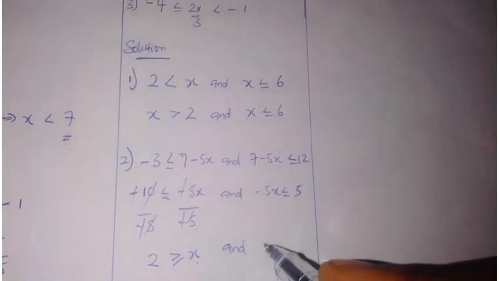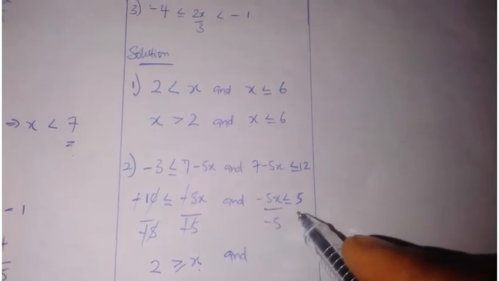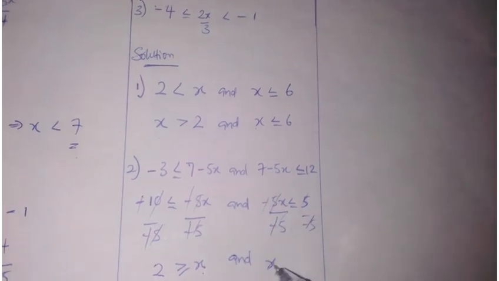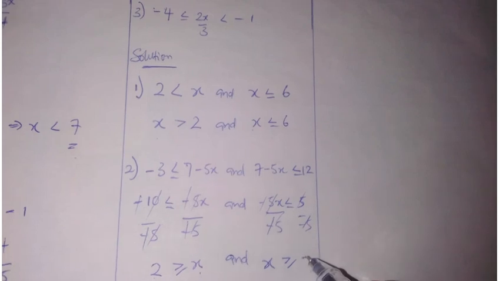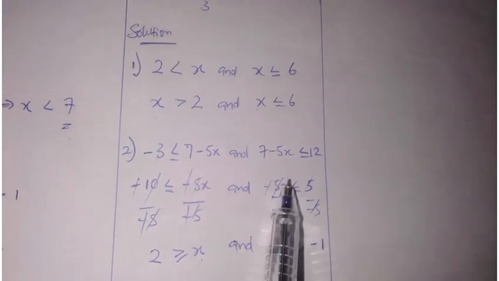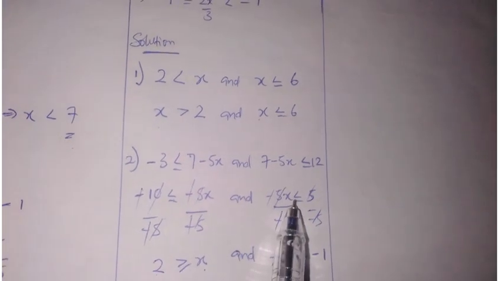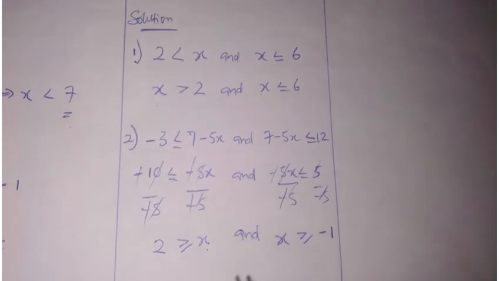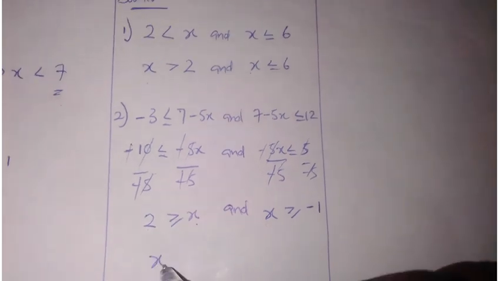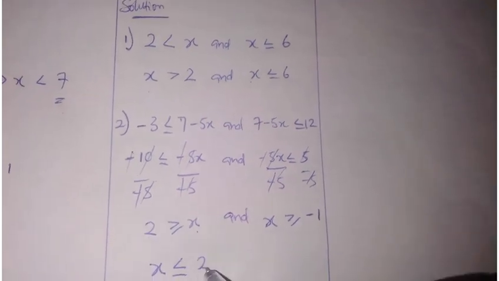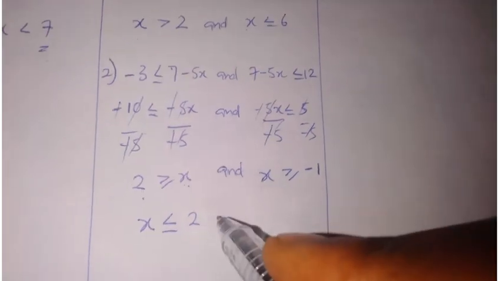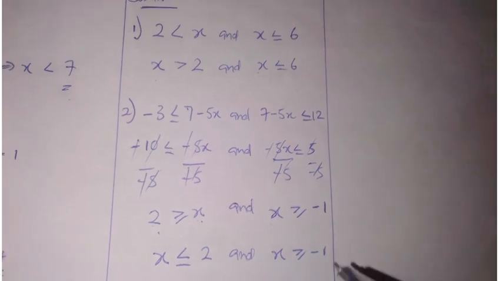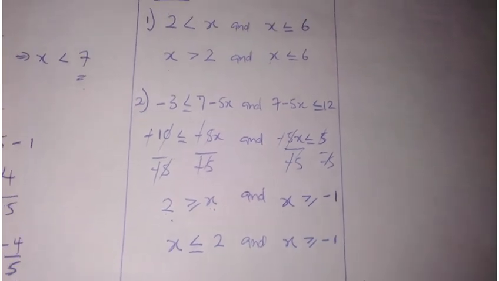And for this place, what do I have? Divided by minus 5, my answer is x greater than or equals to minus 1. Why? Because this is changing because of division by a negative. Finally, my x is less than or equals to 2, because I'm switching, and x is greater than or equals to minus 1. And finally, we have the number 3 question.